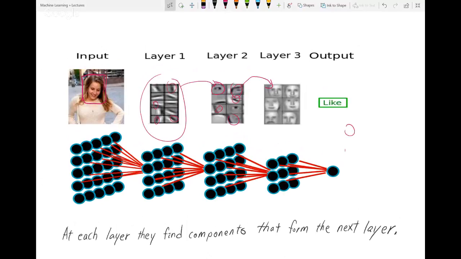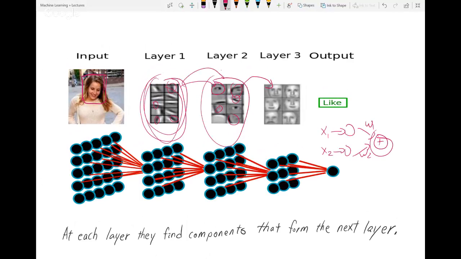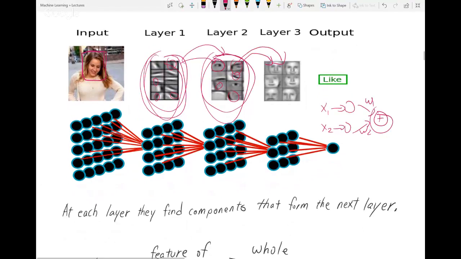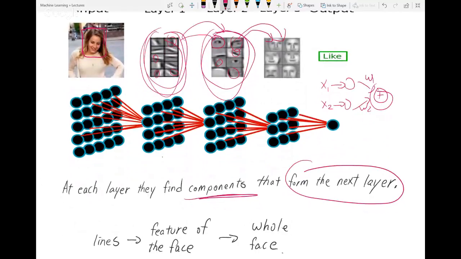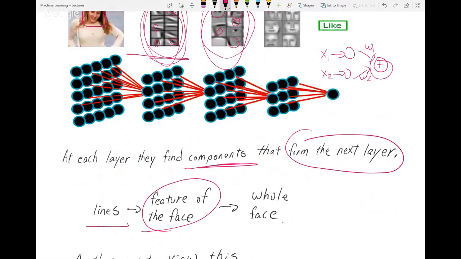Remember, that's exactly what we're doing, right? Whatever the input is, we multiply them by some weight, and then combine them. A combination of this forms this, and a combination of this forms that. That's very interesting. Each layer finds components that form the next layer. From lines, you form features of the face, and from that you can form the whole face.